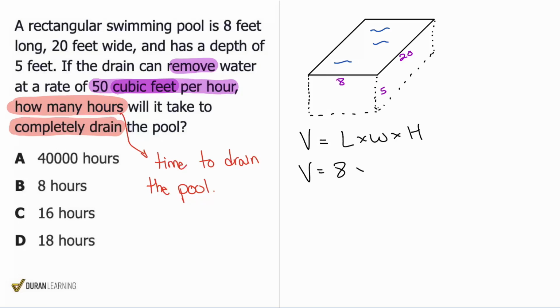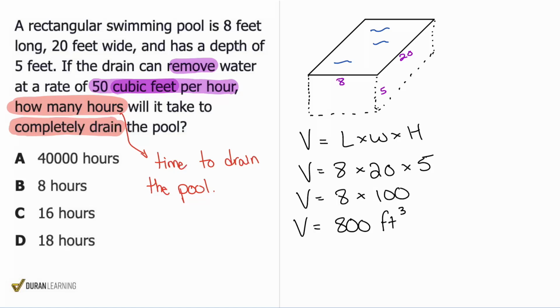Take a look. We have length, width, height. We have 8 times 20 times 5. Everybody, let's do the 20 times 5 first because that'll be the easiest one. 20 times 5 is what? Pop quiz of the day. Yeah, hardest math of the day, that will be 100. 20 times 5, right there. And then everybody, what's 8 times 100? What's that going to be? 800. Sounds good. So the volume that we're dealing with in this pool is 800 cubic feet.